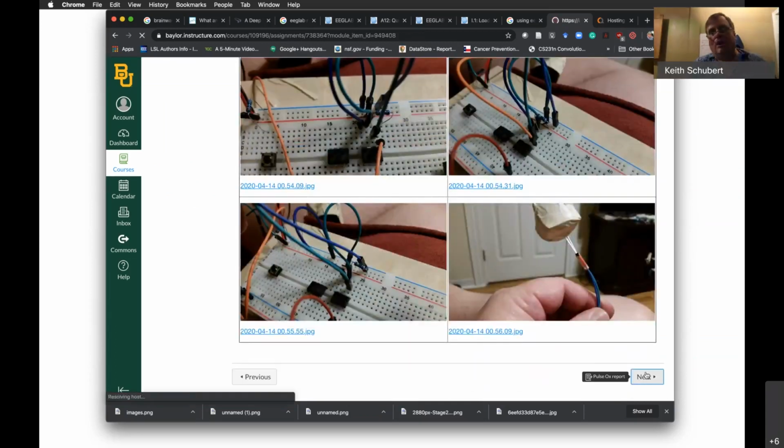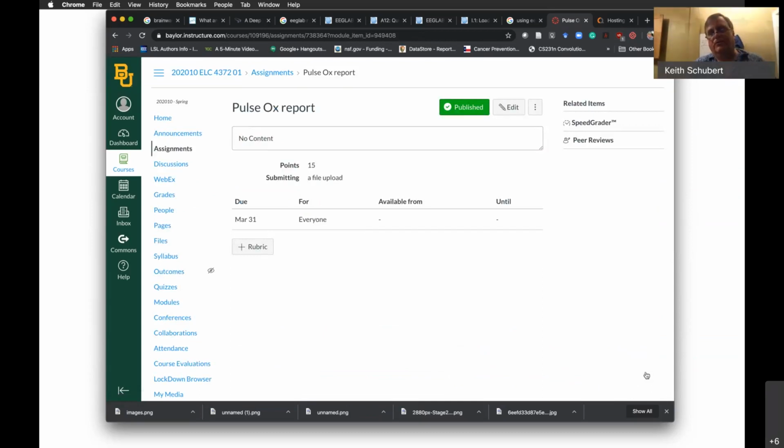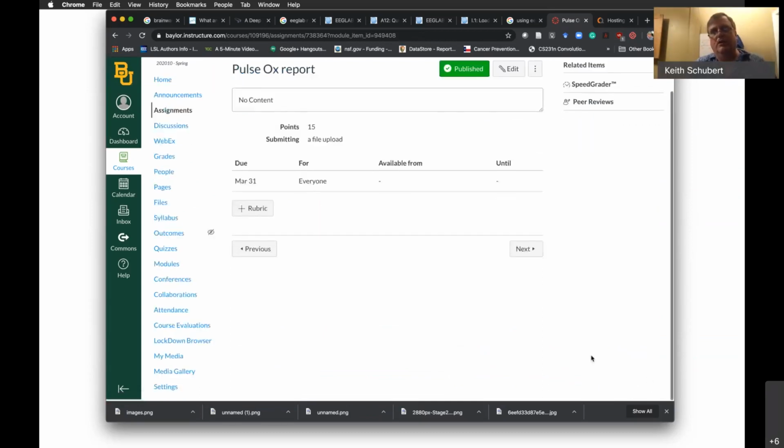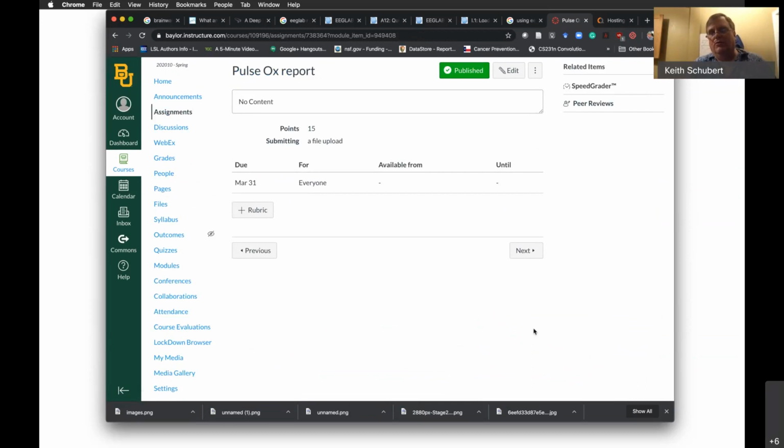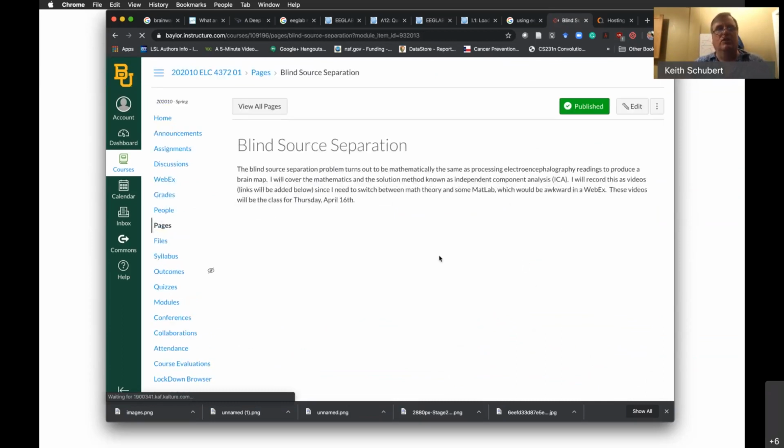But if you just keep walking through these pages, here's the upload for the pulse ox report. And you can go to next, which goes to the next module, which is our EEG.